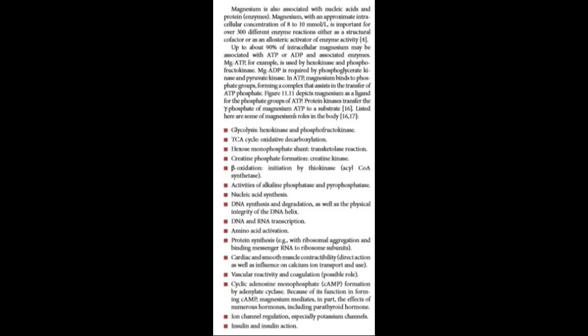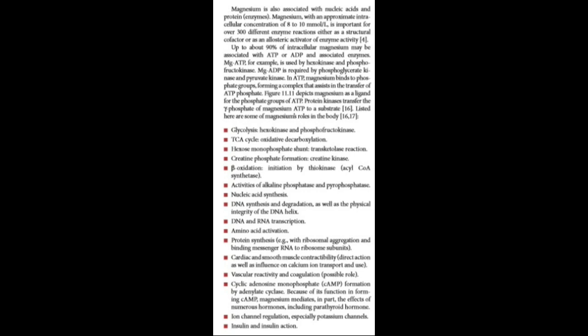Then Mg-ADP is required by phosphoglycerate kinase and pyruvate kinase. Again, these two are enzymes of the glycolytic pathway. So magnesium is always connected with ATP, and with some of the protein kinase enzymes, and these enzymes are important enzymes of the metabolic pathways. And what are the metabolic pathways in which the enzymes are connected with this Mg-ATP complex? One is glycolysis, where hexokinase and phosphofructokinase are connected with magnesium.